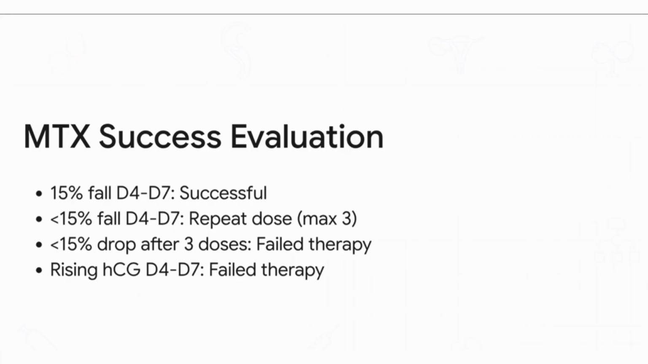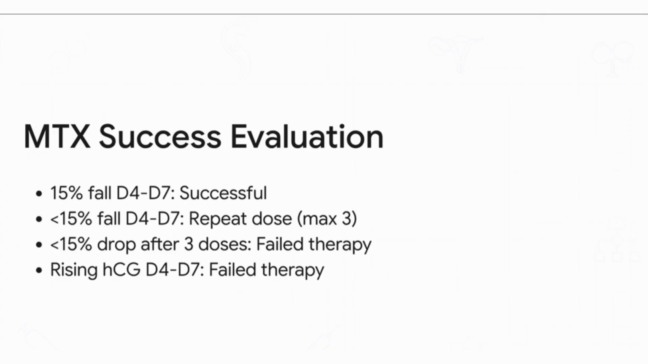Success means you see a greater than 15% fall in HCG strictly between day 4 and day 7. If it falls less than 15%, the dose was inadequate. You're going to repeat the dose, making that your new day 1, up to a maximum of 3 times.